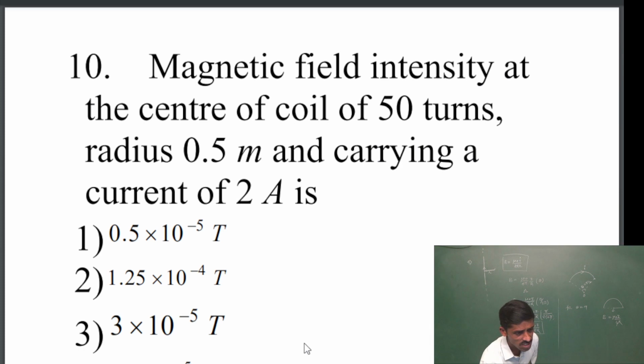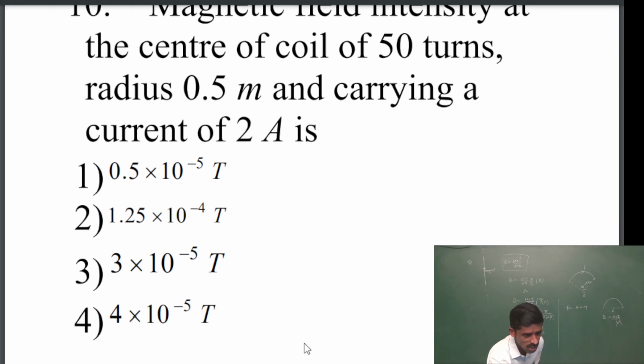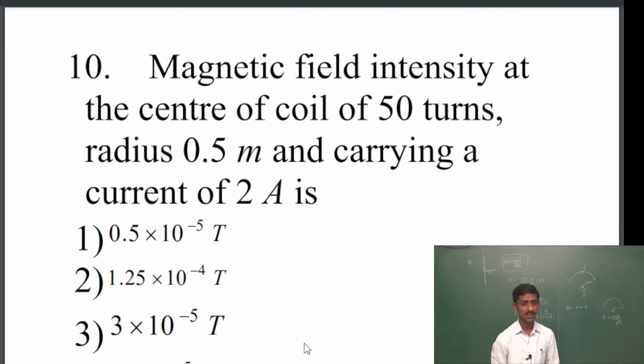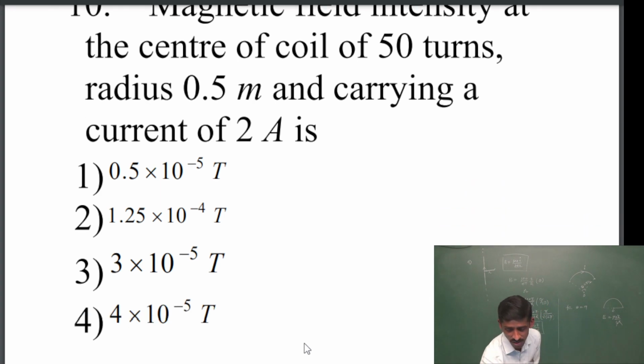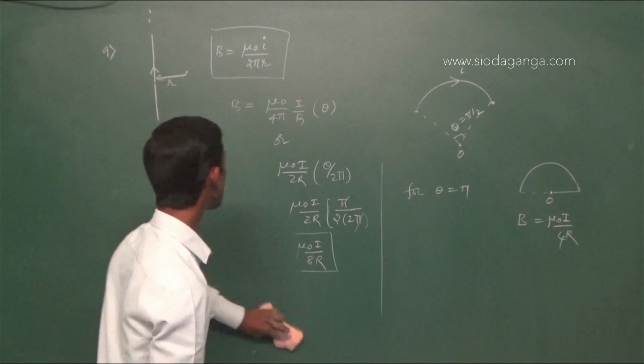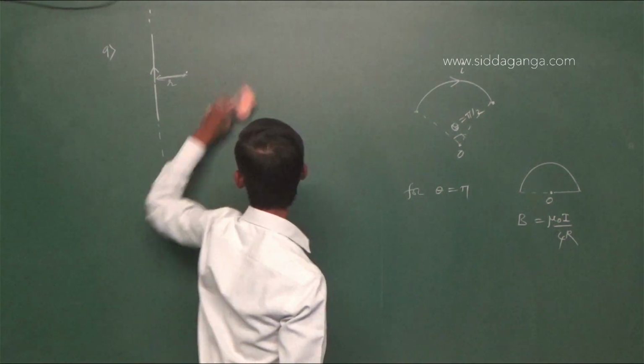Next question, question number 10. The magnetic field intensity at the center of a coil of 50 turns. As the portion is limited, we have only a few topics for this test. So questions are coming on the same topic in different models. Magnetic field intensity at the center of a coil of 50 turns, radius 0.5 meter and carrying current 2 ampere is. So, what is the magnetic field at the center of the circular coil?